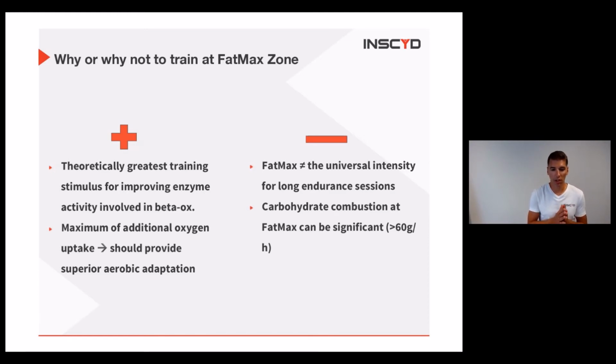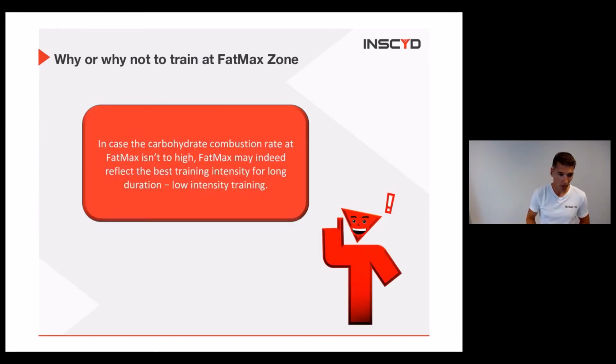This is because the carbohydrate combustion at fat max can be significant. It can be significantly high. It can be way too high for a long endurance training. This is what we're going to talk about. Okay?